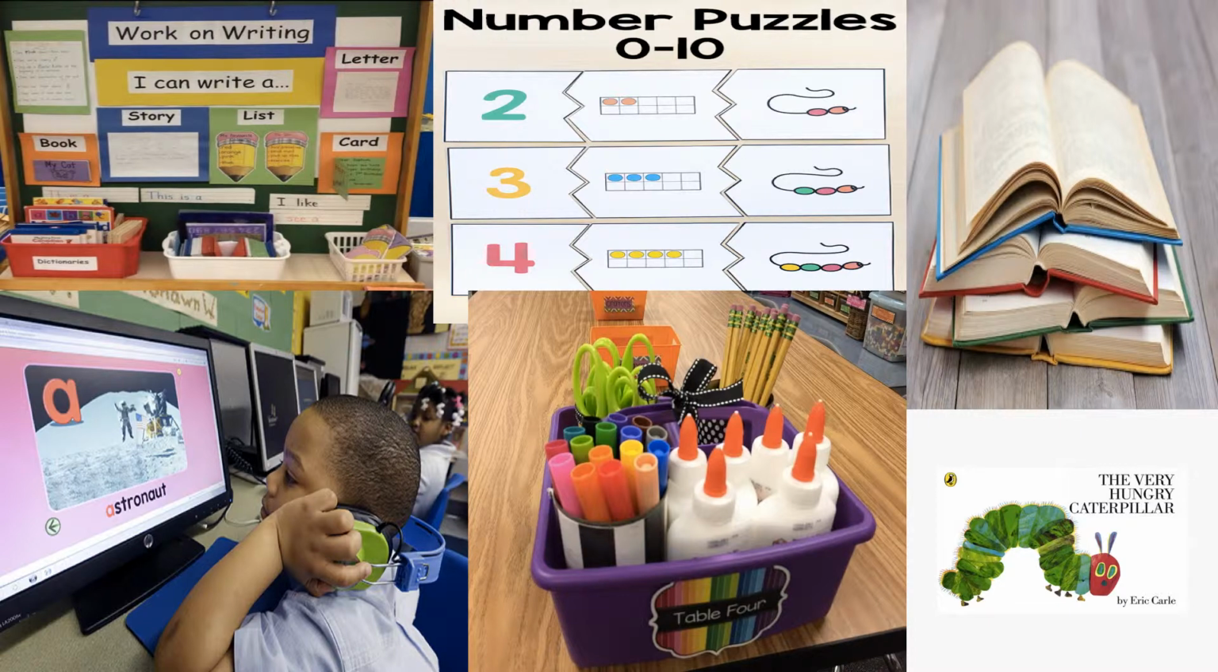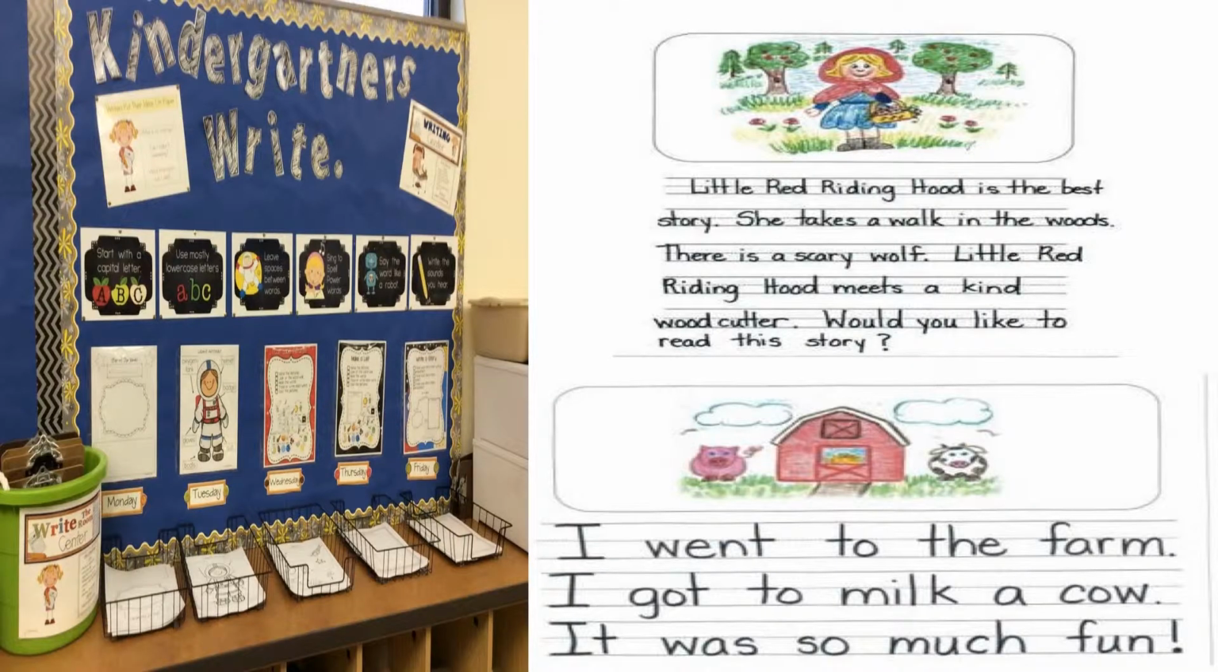To begin, I have some centers, which are the Writing Center, the Library Center, Computer, and Puzzle Center. And some materials that you might find are books, computers, various puzzles, pencils. And for example, at the Library Center, they'll have various books to read, such as The Very Hungry Caterpillar, Bad Case of Stripes, and so much more.